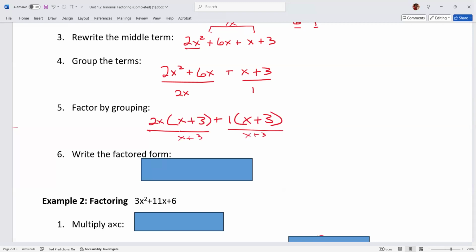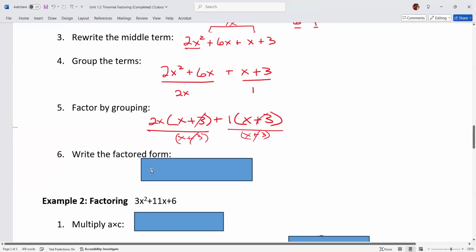So I do the same thing. I'll go ahead and divide out the x plus 3's, which is the common factor. What remains is going to be the 2x plus 1. Again, we've done this, and so there is the full factorization.